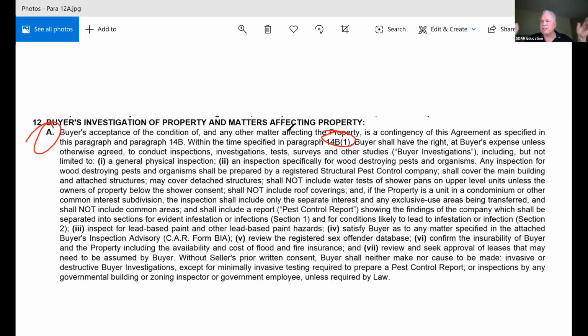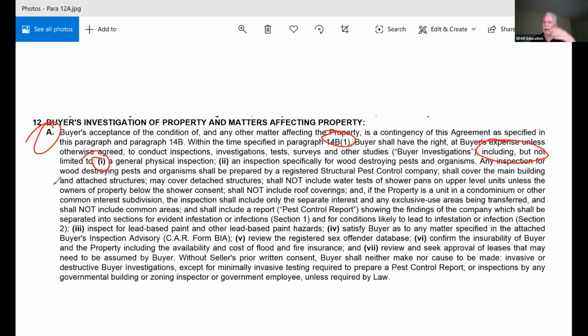So unless otherwise agreed, to conduct inspections, investigations, tests, surveys, you call it anything you want to call it, have a ball. That's what I always say, right? Anything non-invasive, including but not limited to, and the lawyers wrote that, a general physical inspection.